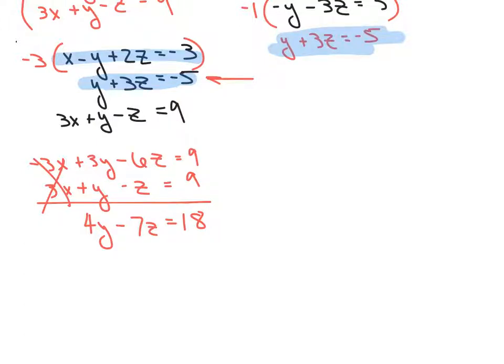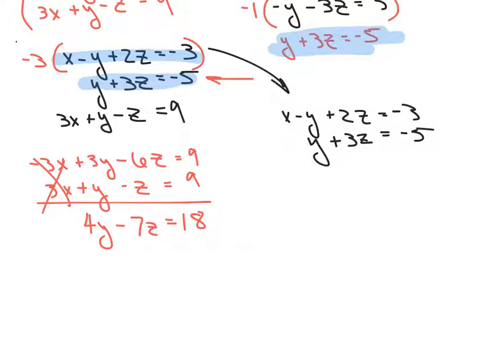Let's go ahead and write this in black. We've got what was locked, x minus y plus 2z equals negative 3 from here. We have y plus 3z. So you notice I'm putting everything that was locked down there, and I have this. Okay, I'm getting closer. Now all I have to do is get rid of this 4y.